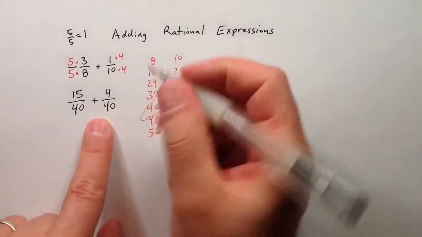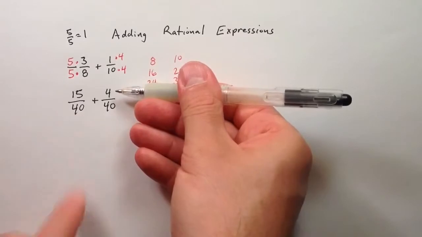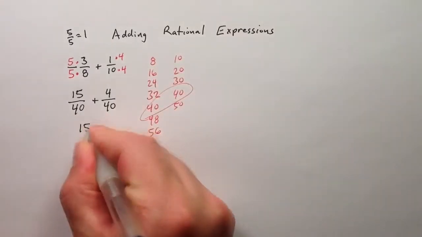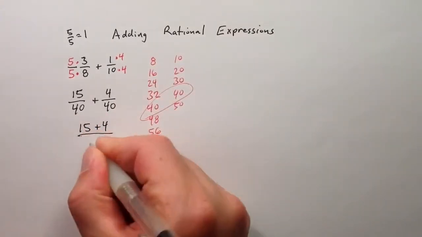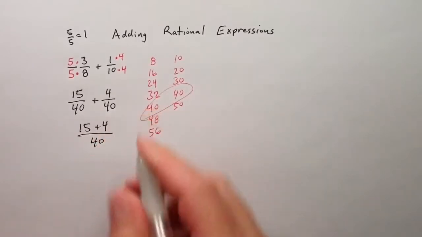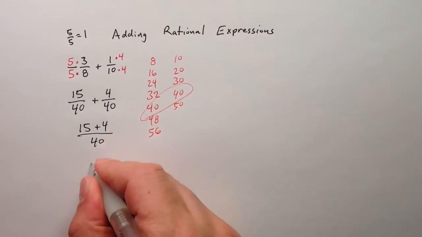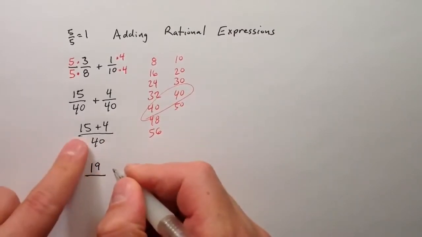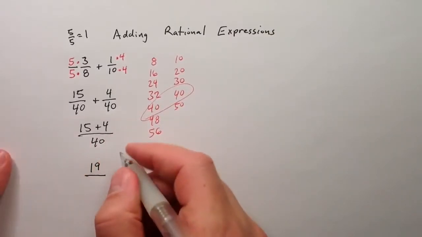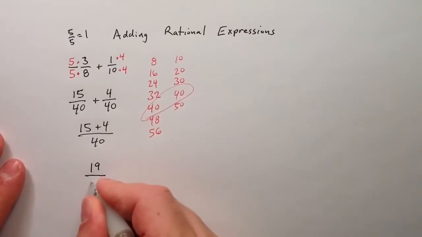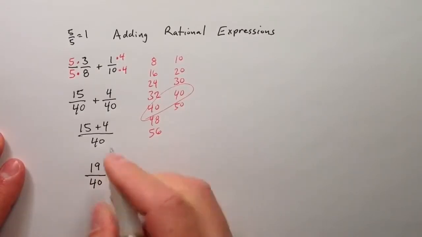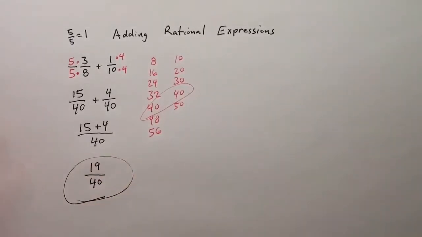And now, when the denominators are the same, I can simply add together the numerators. 15 plus 4, divided by 40, that common denominator. And 15 plus 4, of course, those are like terms. Those are just numbers, so I can put them together. I get 19 divided by 40. And so that's our final answer.